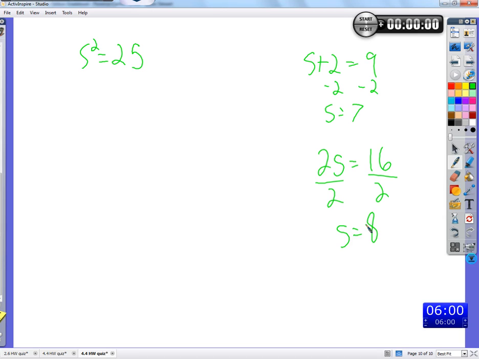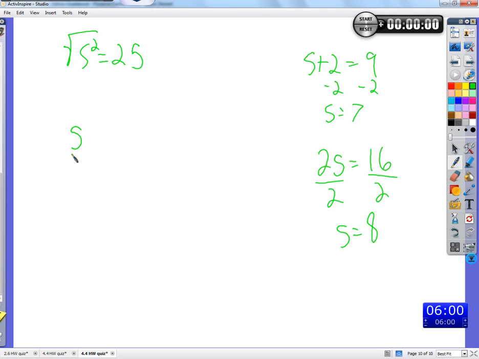So how do you, quote, undo the square? What is the inverse of squaring something? Square root. Okay, at the very least, it's a good guess. Squares and square roots. Squaring means multiply a number by itself. Square root means something times itself is that number. Sounds really similar. Okay.